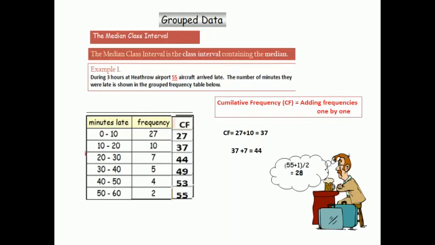That is the cumulative frequency. The first one is only 27. We need 28. Okay, so the second group. In the second group, yes, 10 to 20. Okay, so our median class is 10 to 20.